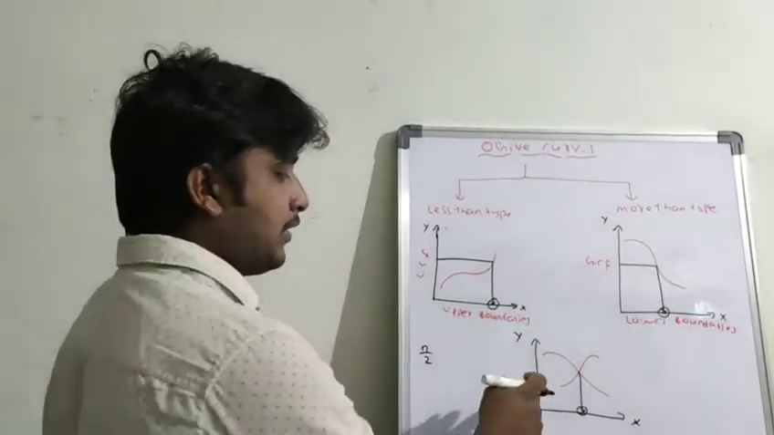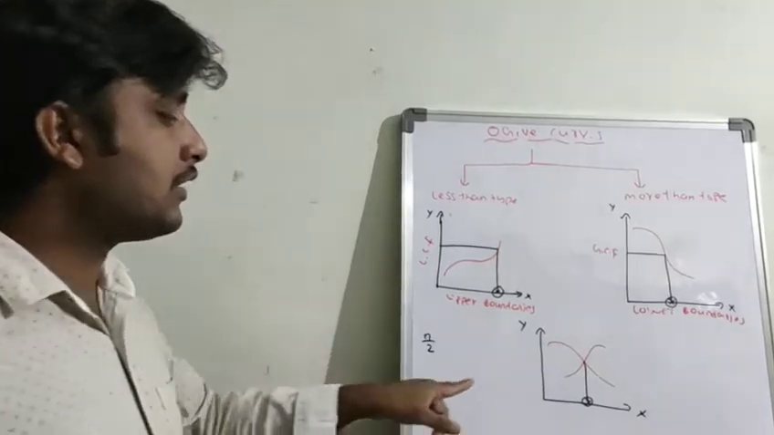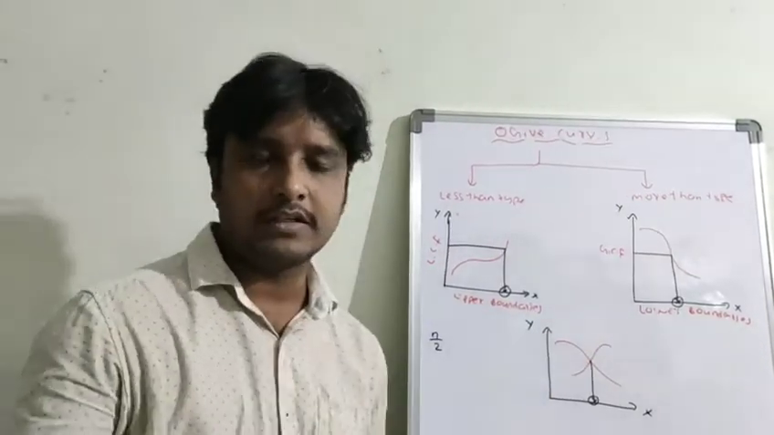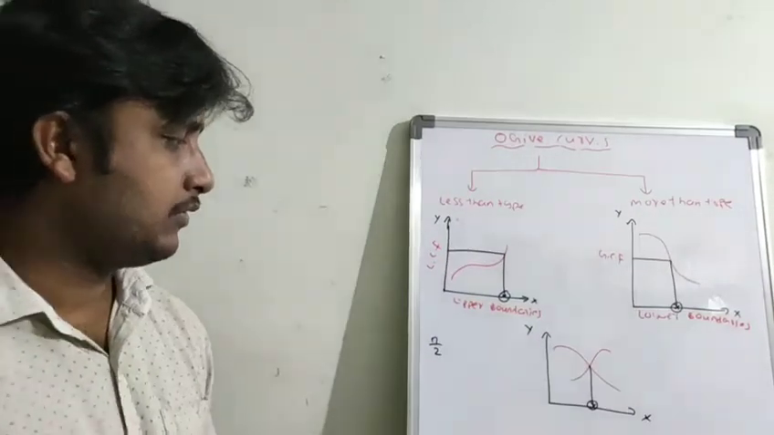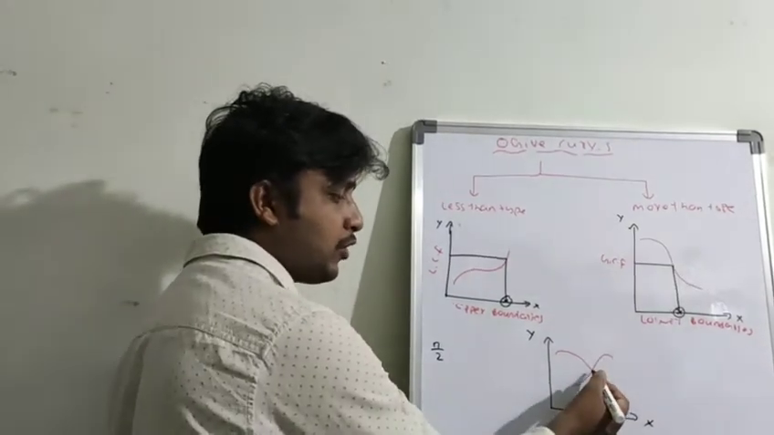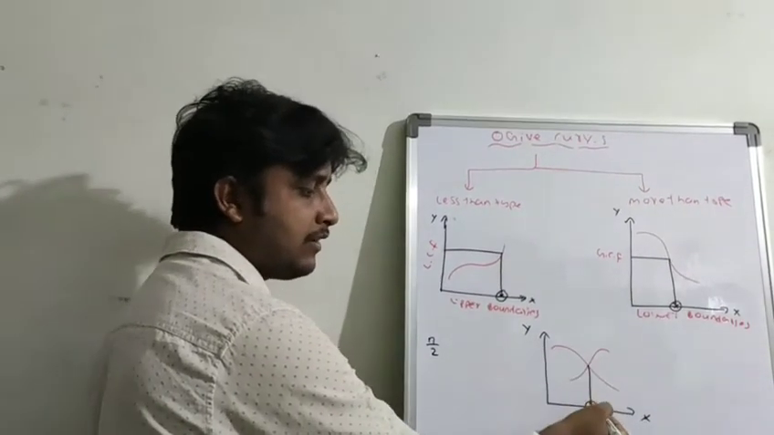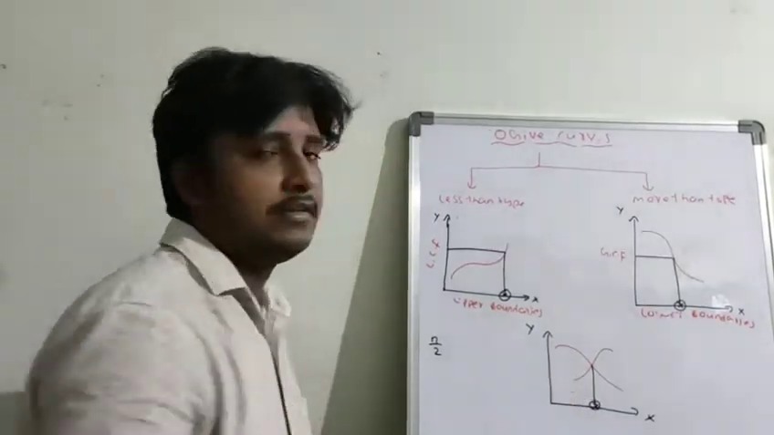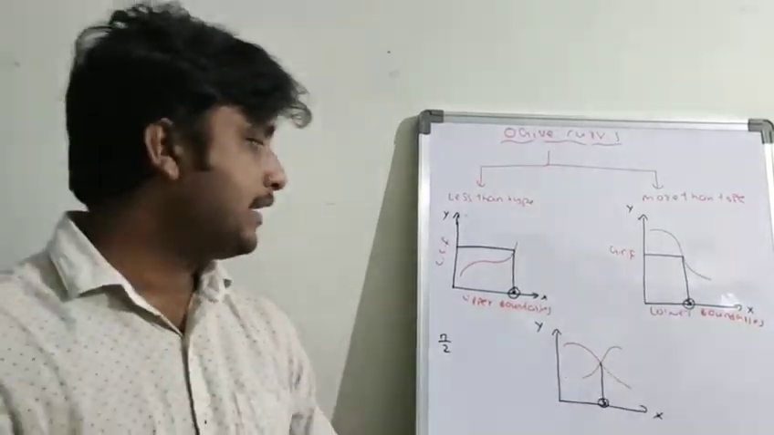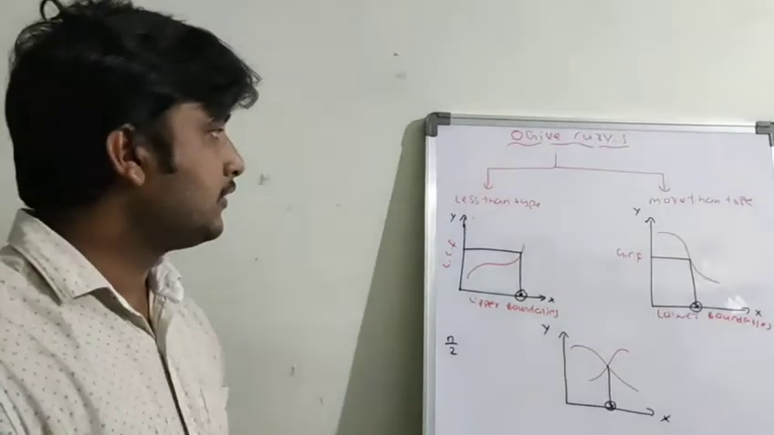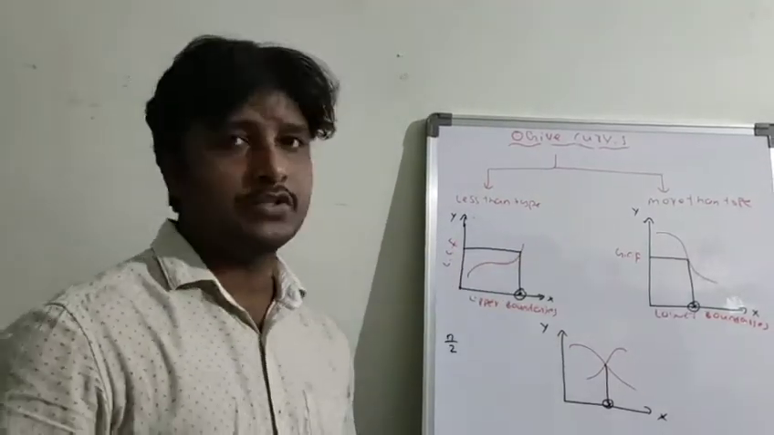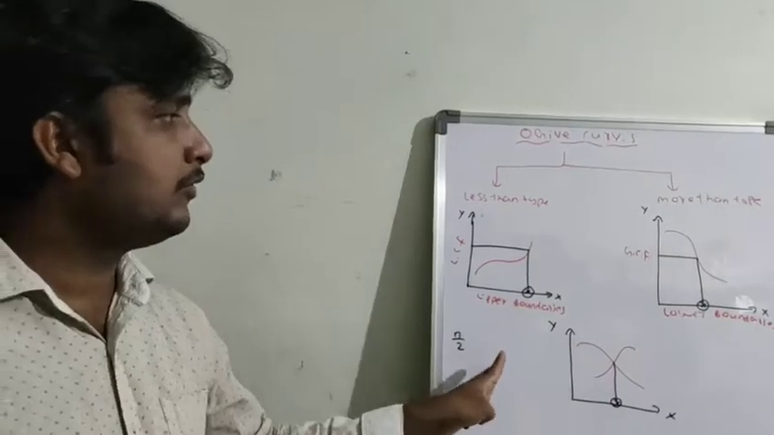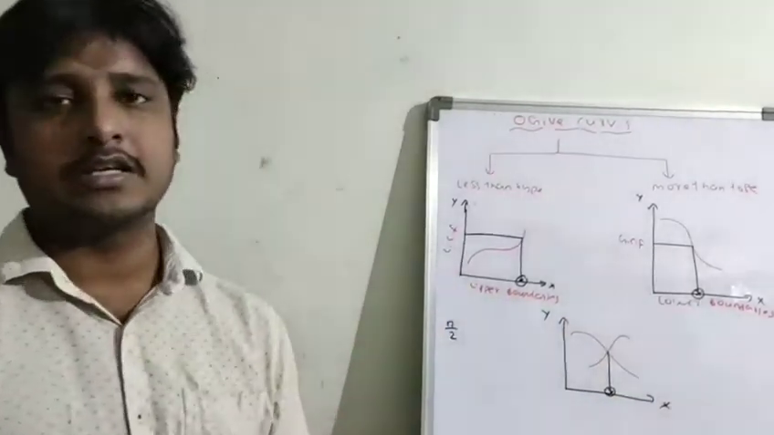median. And coming to both curves, you have to draw the two OG curves on one single graph. And what is the point of intersection? From there you have to draw one perpendicular line to the x-axis, and whatever the value you get, that will become the median of the given class. So these are the different types of OG curves. In total three types: less than type, more than type, both the curves.